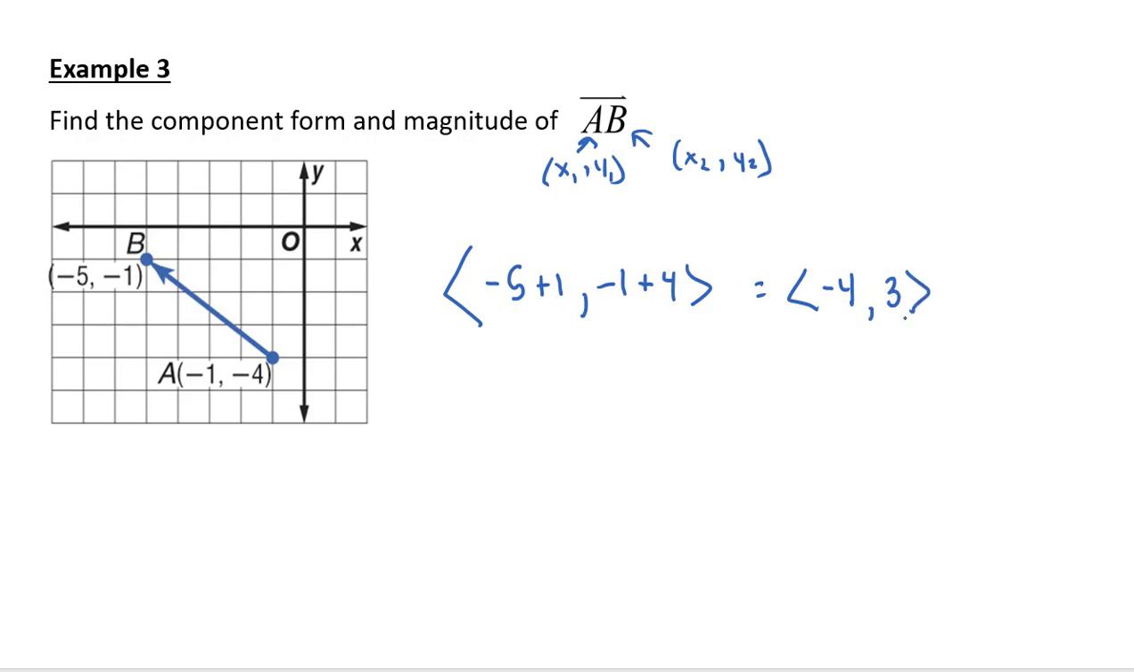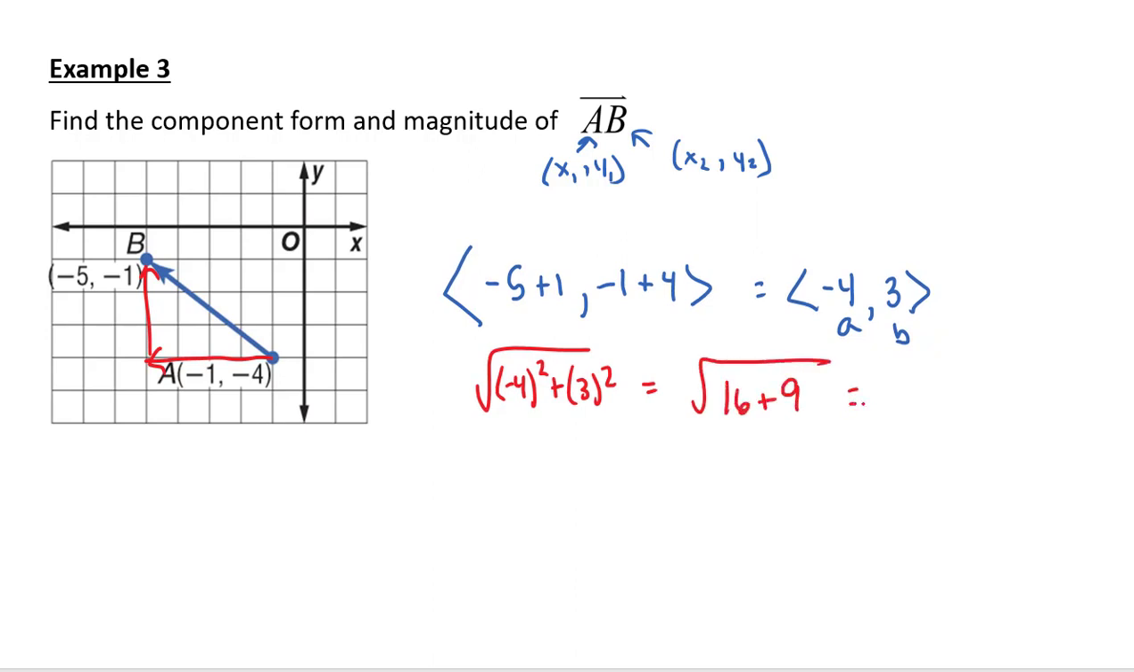Since I have that, to find its magnitude, since that's my A, that's my B, and again highlighting that this is the x direction, I go 4 to the left, since I'm negative, and then 3 up. We do the square root of -4 squared plus 3 squared. That's the square root of 16 plus 9, the square root of 25, which equals 5.